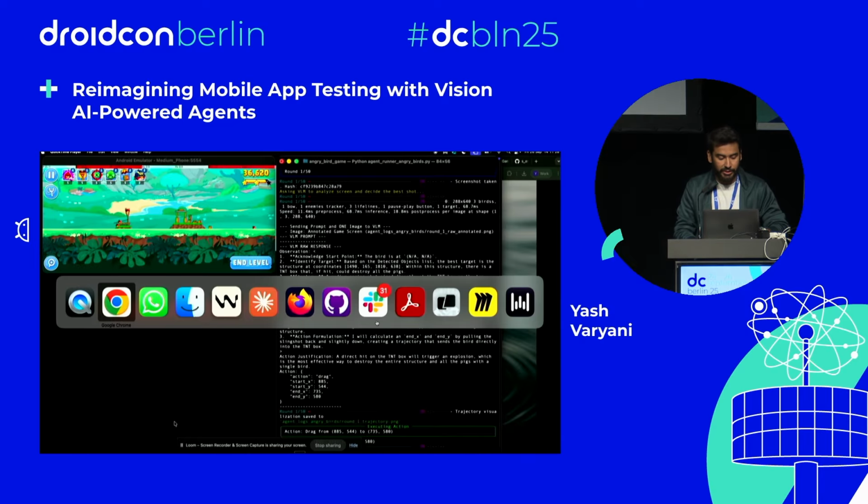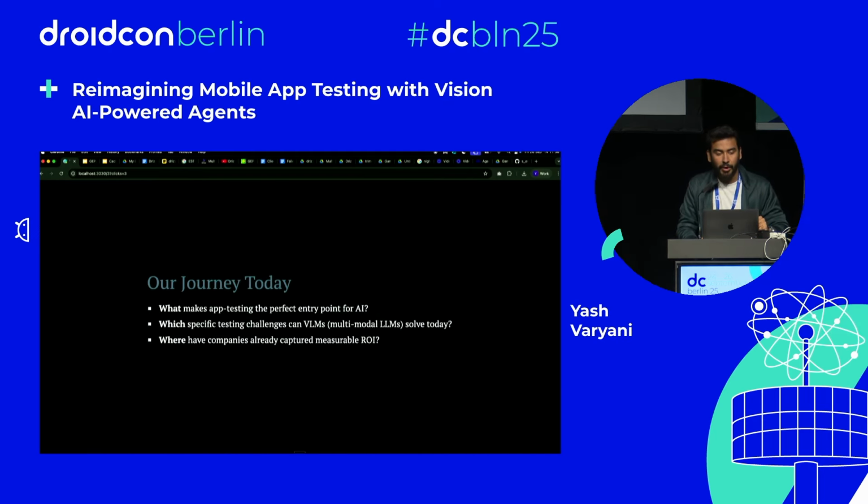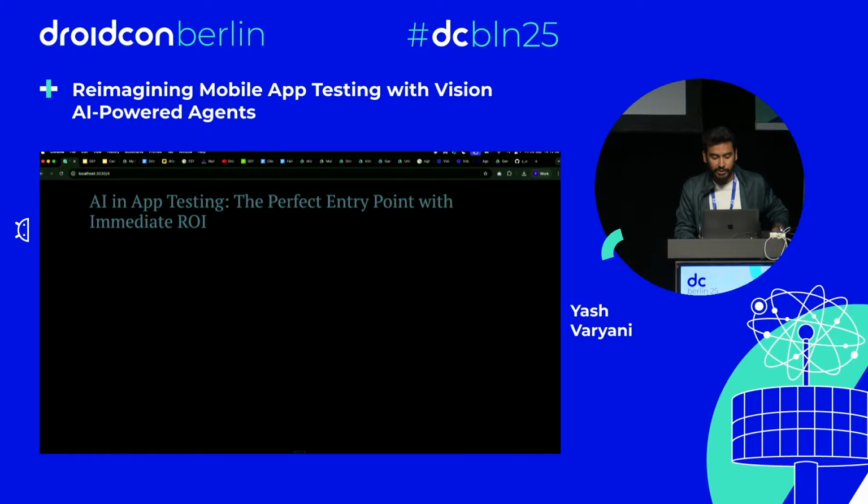So to get into the presentation, the topic is: how do VLMs go into mobile development? We start by talking about why app testing is the first place to start. It's a good entry point because organizations are still building trust with AI, and testing could be one place where it is a good entry point. Then we talk about specific testing challenges that VLMs can solve better than the current state of the art. Then we talk about how companies have measured ROI on this. We also talk about the future of moving from experimental to essential.